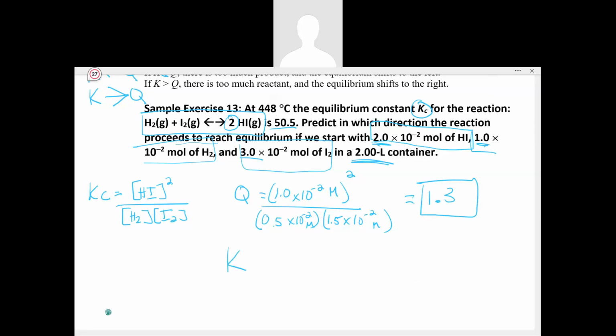So now let's relate our K and our Q. If you write them alphabetically, like so, and then we put the values here. So 50.5, this is 1.3, and I say that K is greater than Q. I can turn that into an arrow. And remember that my equilibrium, or reaction rather, would need to shift towards the right, towards products, to reestablish equilibrium.